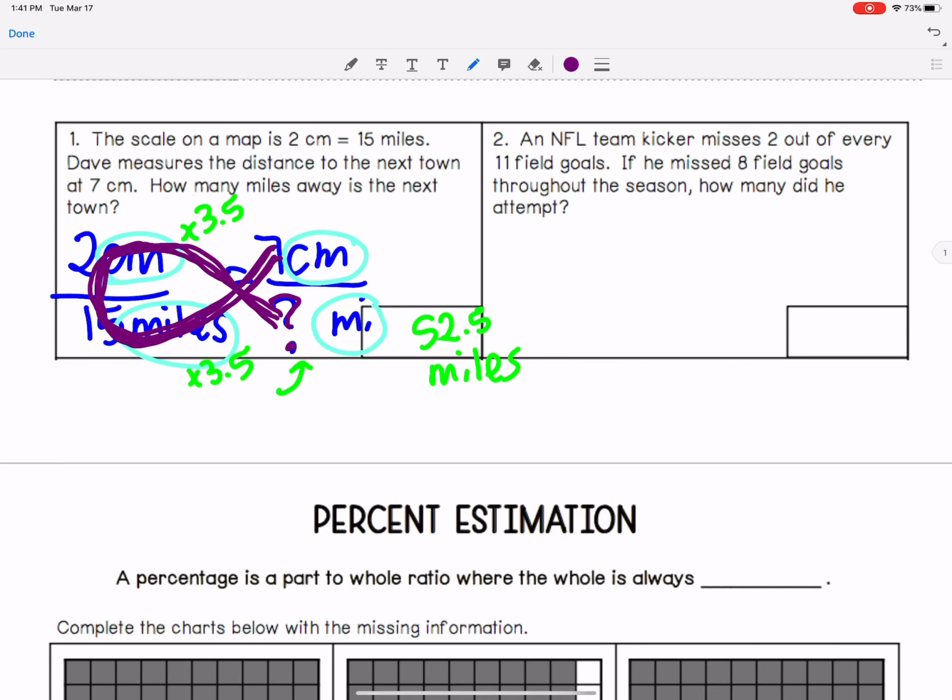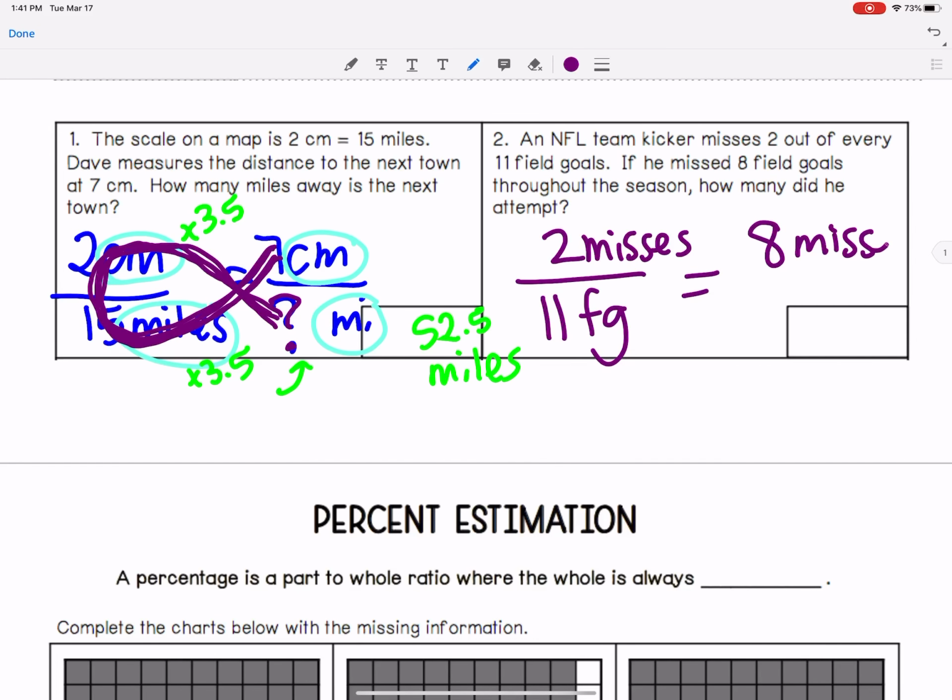An NFL team kicker misses 2 out of 11 field goals. I'm just going to say FG. 2 is what he misses out of 11 field goals. If he missed 8 field goals throughout the season, how many did he attempt? Well, we don't know how many field goals he attempted, but what you'll see here is that I have how many he missed set equal to how many he missed. And I have the total number of field goals set equal to the total number of field goals. It's really important that you keep that in mind.